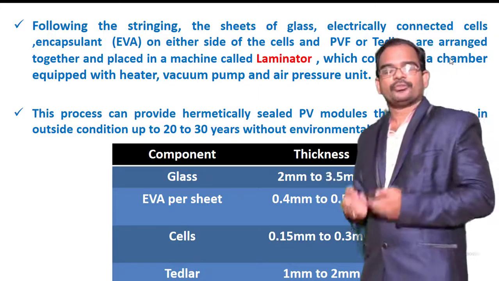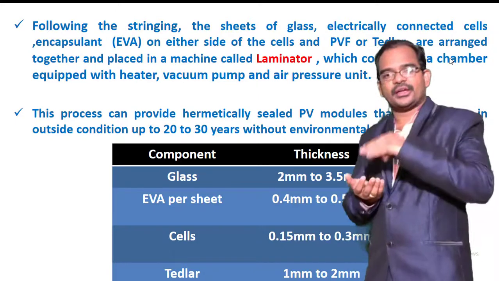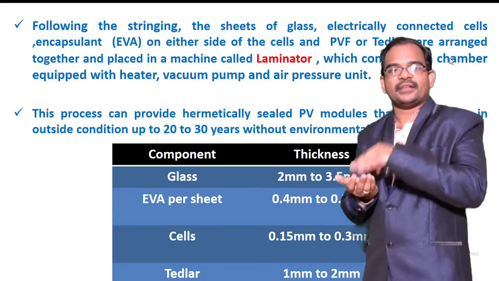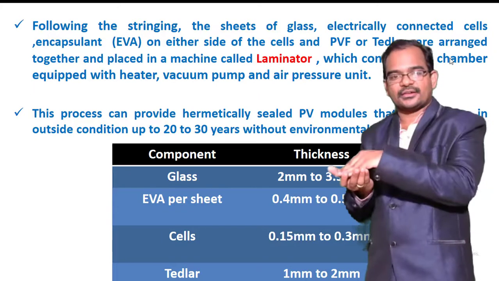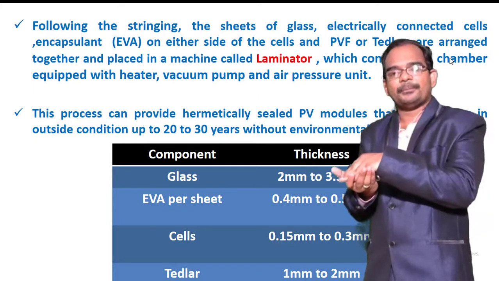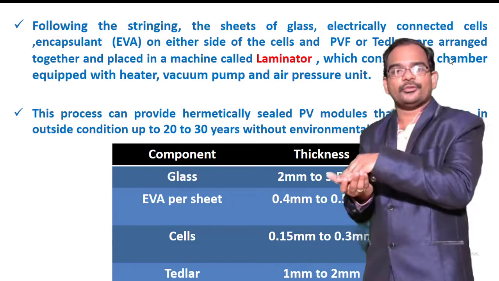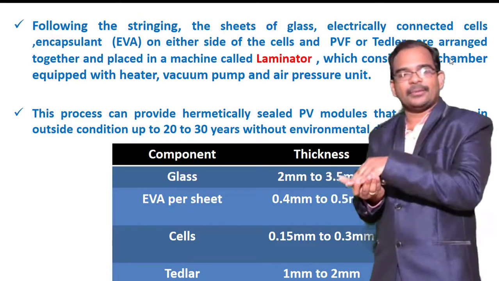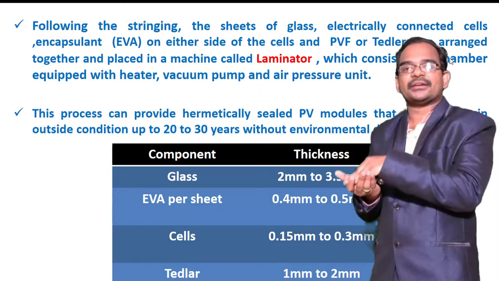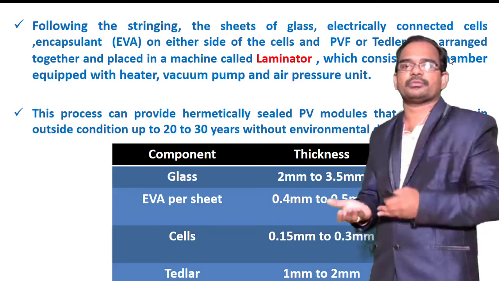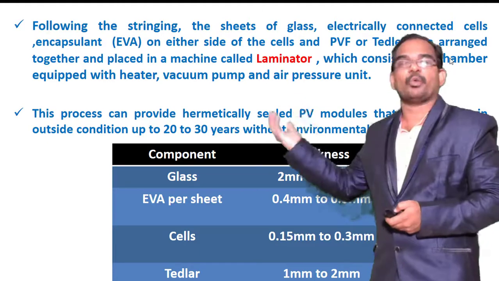So we take all these sheets and keep them in a particular order, and then we place them in a machine called a laminator, so that the air in between these different layers will be completely removed by means of a vacuum pump. And once you do this lamination process, the solar modules can withstand environmental degradation for 20 to 30 years when they are operated in the outside environment.